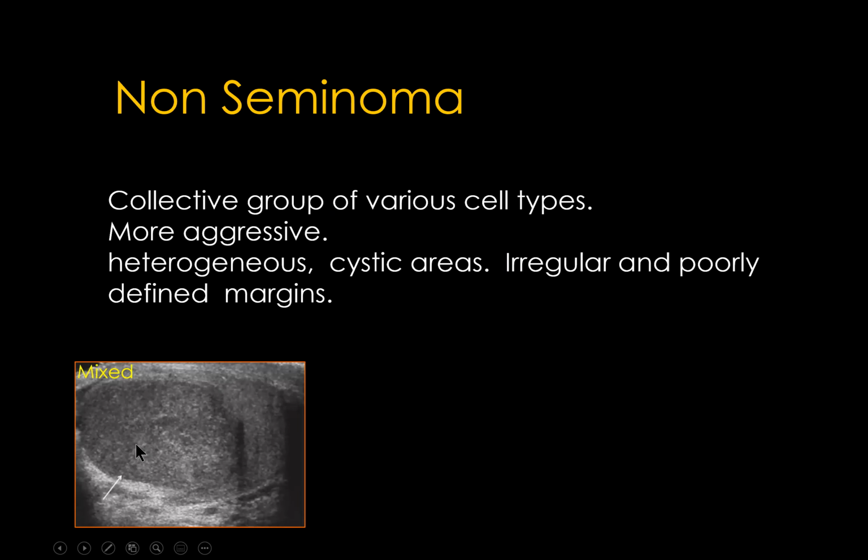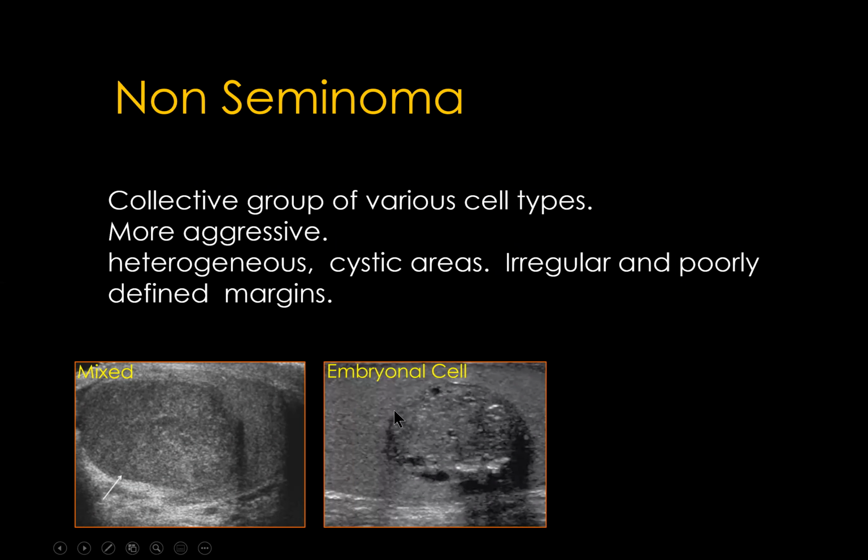This mixed germ cell tumor contains more than one germ cell type. The most common combination is a teratoma and embryonal cell carcinoma. Look here, it is heterogeneous, slightly more echogenic than the normal areas of the testis, and it's not clearly defined like a seminoma. In some areas, you can't see the borders of the mass because it's invading the adjacent structures.